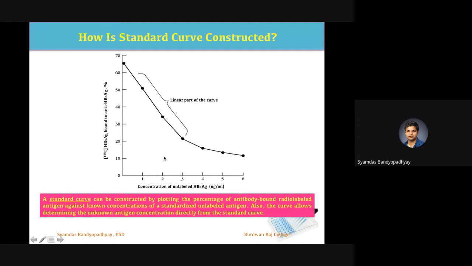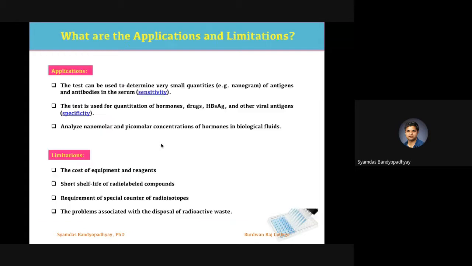So this is how, using radioimmunoassay, you can measure the concentration of a particular cytokine present in the sample or the serum. Okay, now what are the applications and limitations?